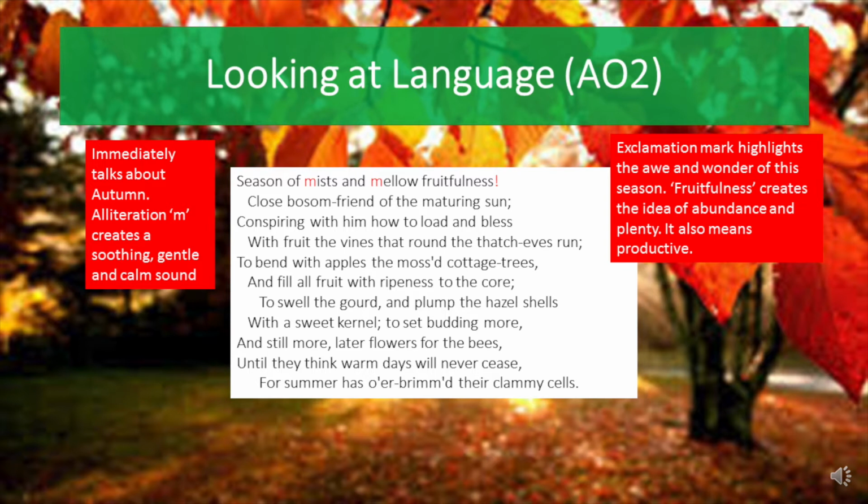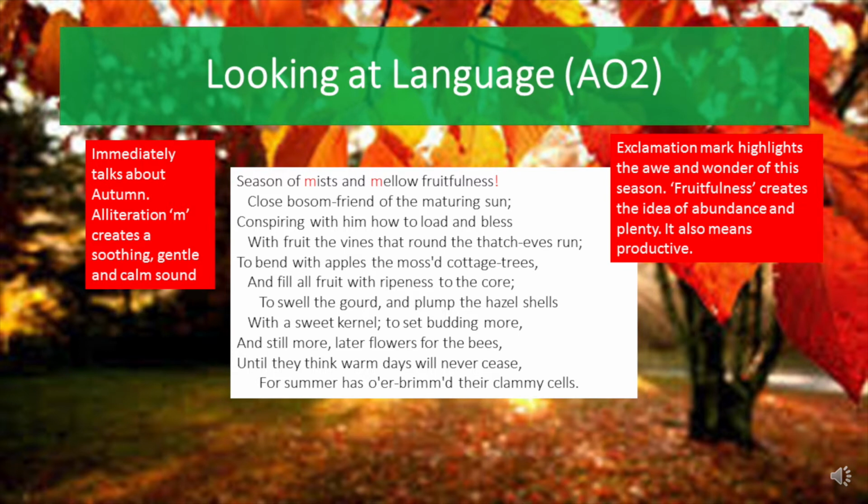So right at the beginning, we've got this idea, this is the season where we see mists and this idea of mellow fruitfulness. So immediately it talks about autumn. And that alliteration of M creates a soothing, gentle and quite a calm sound from the very, very beginning. And the exclamation mark right at the end of the line highlights something, but it also highlights the awe and wonder of this season. He obviously feels in awe of the season.